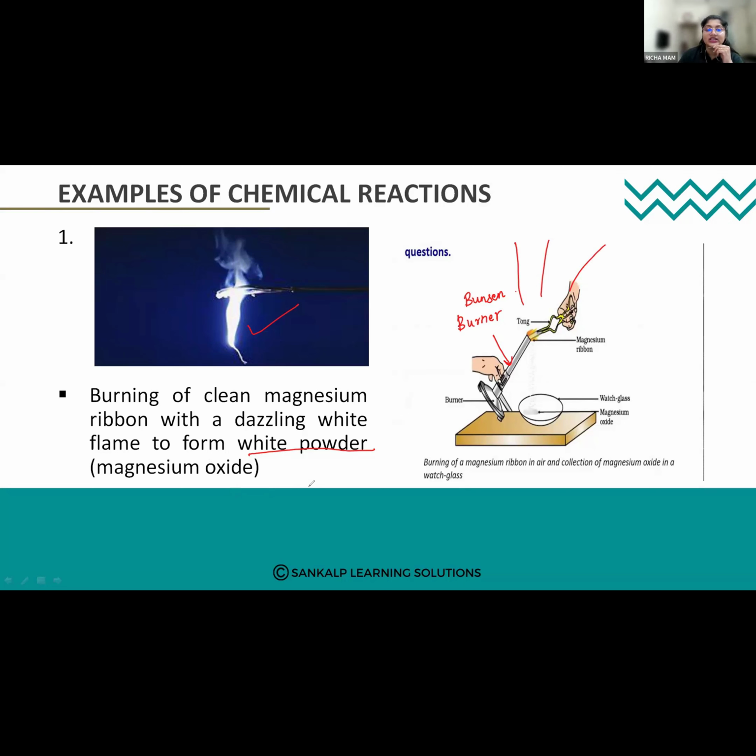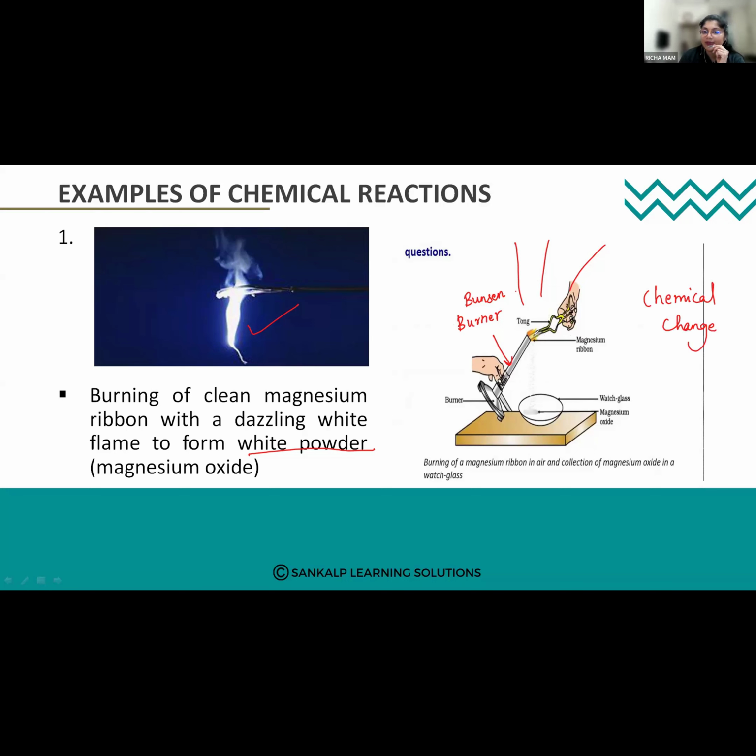You can see a chemical change taking place. What is the chemical change observed? Can anybody tell me? What we have done is we have taken a strip of magnesium ribbon and held it in the flame.